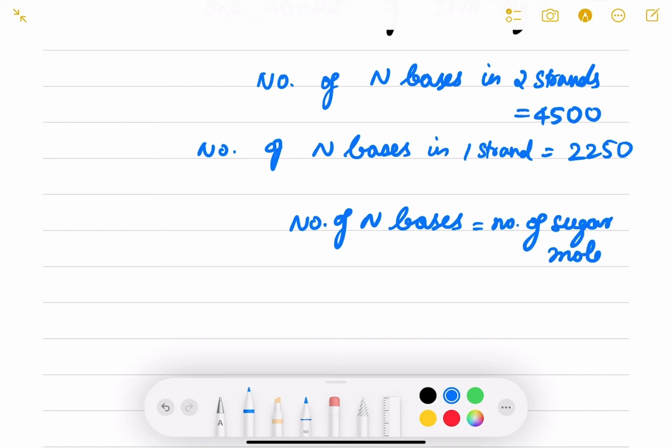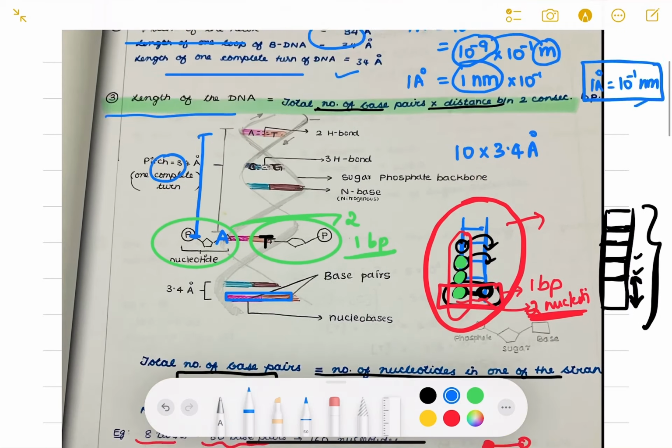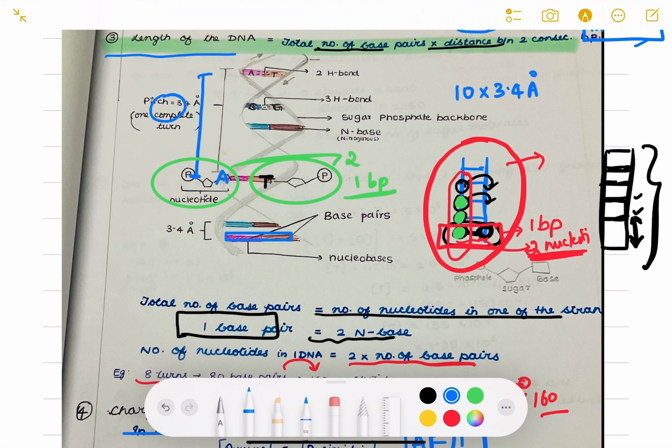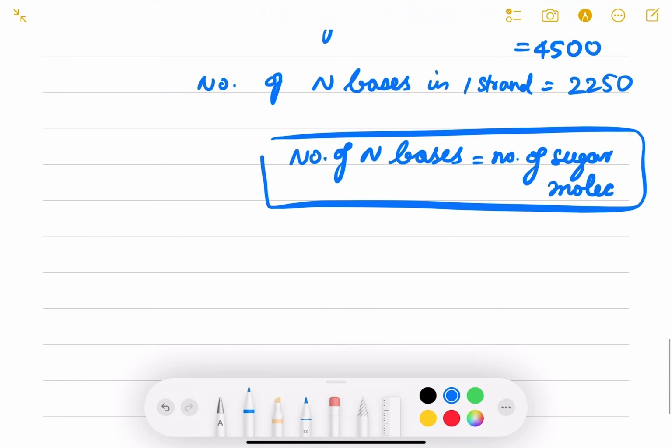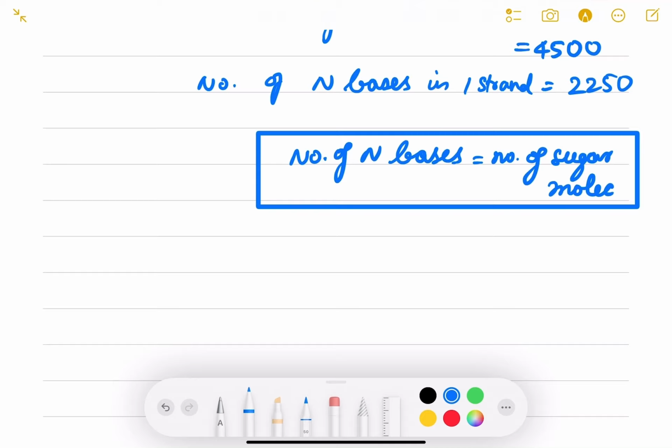So for that, let's have a look at this diagram. This entirely forms a nucleotide. This is your nitrogen base, and this is your sugar. So you know that the number of nitrogen bases equals the number of sugar molecules. That is what I have explained. Therefore, the number of sugar molecules in one strand would be 2250.